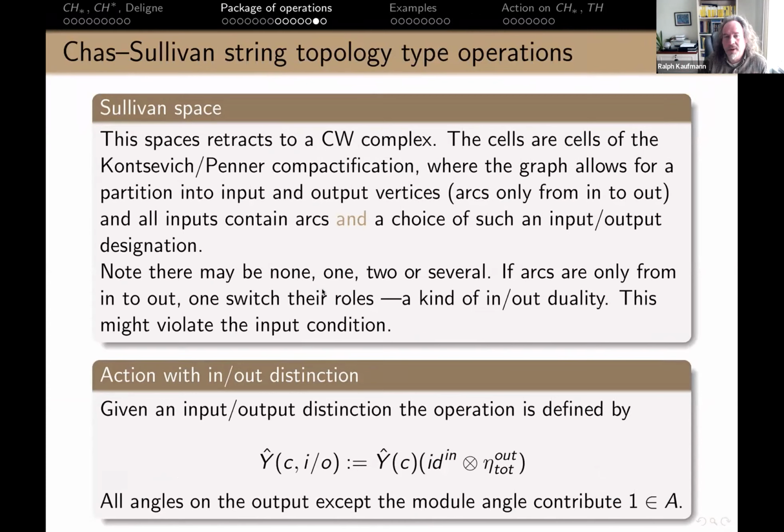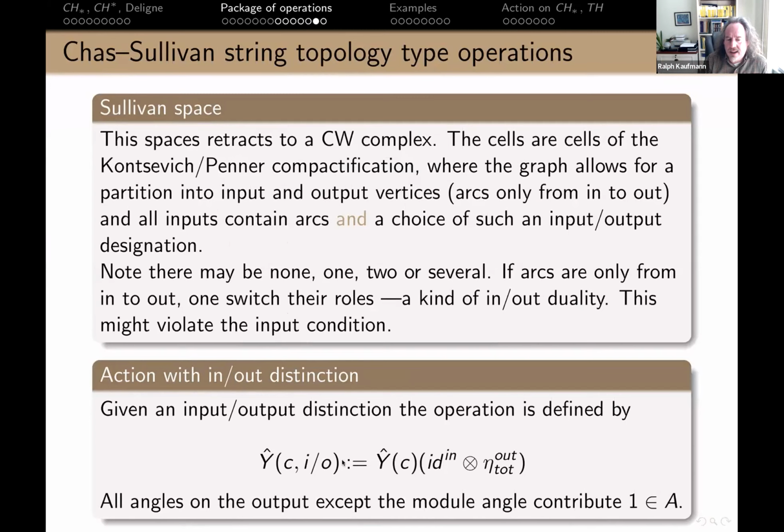So that's the theorem. What you have to do now is single out some ribbon graphs, which I'll call Sullivan type. That means that the arc graphs only run from inputs to outputs, and all inputs are hit. So there's always an arc coming from an input. You may have empty outputs. This is part of the compactification. You're allowed to do compactification in a sense on the outputs, not on the inputs. And if you do that, you can retract to the CW complex.